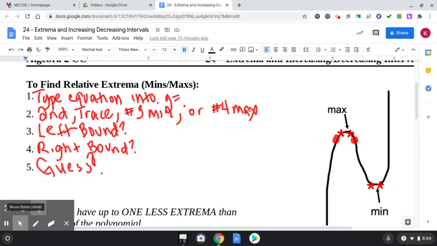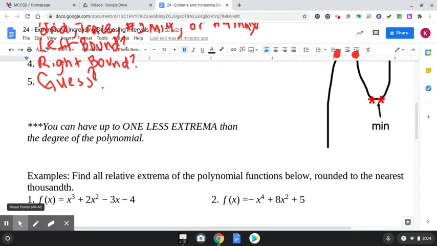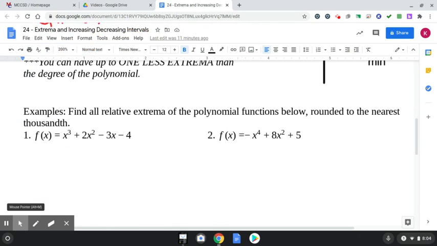So the other thing that's important to note is that you can have up to one less extrema than the degree of the polynomial. So for example, if you have x to the third, you can only have up to 2 mins and maxes in total. If you have x to the fifth, you can only have up to 4 mins and maxes total. So let's look at these two examples down here, and I'll show you how to find the mins and maxes. We are rounding to the nearest thousandth.